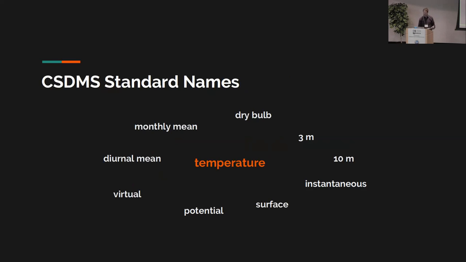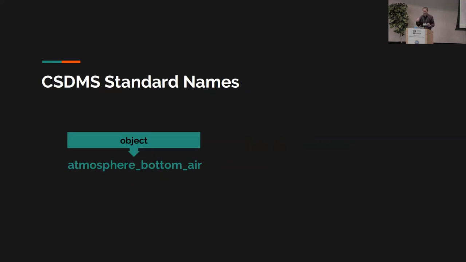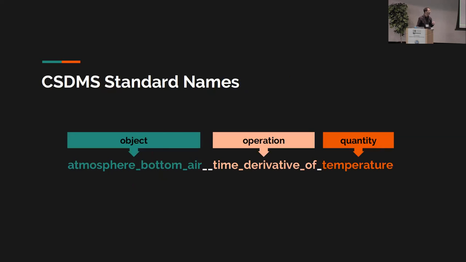So CSDMS standard names use a template for creating unambiguous and easily understood standard variable names according to a set of rules, a grammar, if you will. So the grammar of CSDMS standard names is we have an object, in this case the atmosphere at the bottom. It has a quantity, temperature, what I'm using, and optionally, operations that could be performed on that quantity. This isn't quite my example, but I wanted to show the example of an operation. So this creates an unambiguous name for the variable that I want to use.